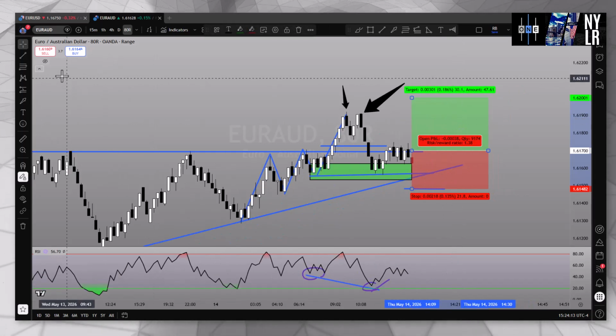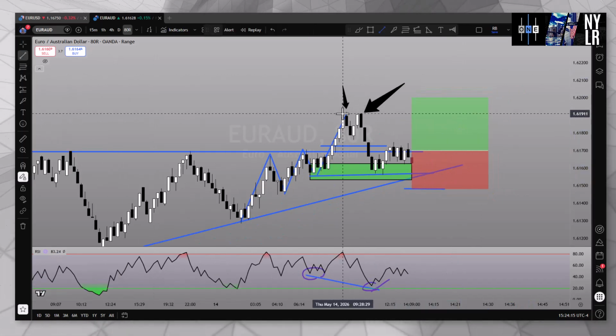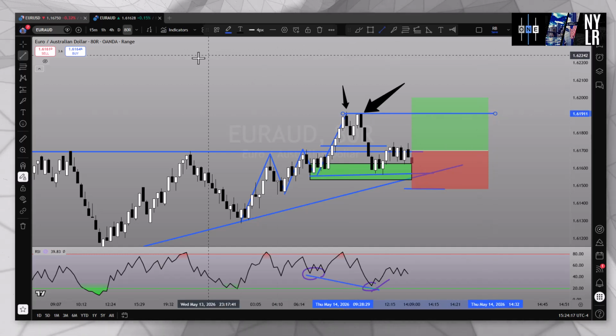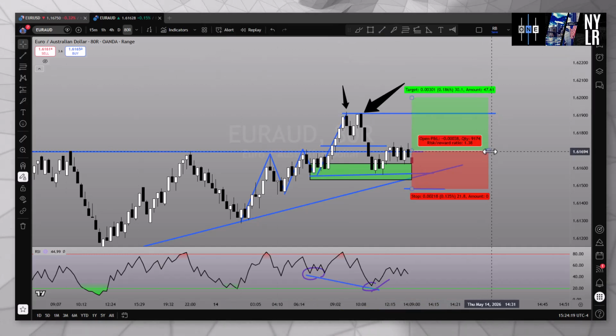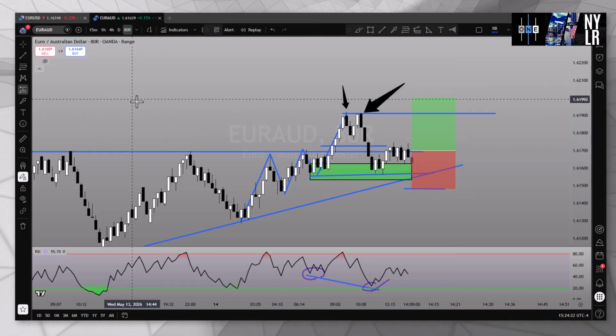Now, if you want it to be more conservative, maybe you're structure based, you can look for a retest of our previous level of structure. I'll draw that out as well, so you can kind of make a comparison between the two.